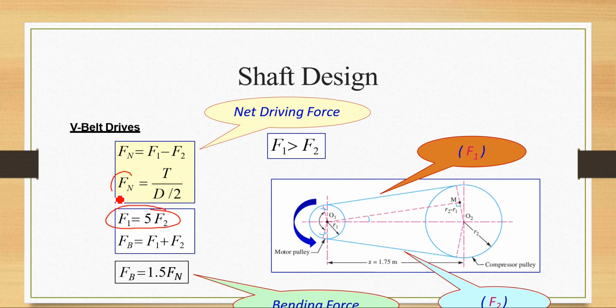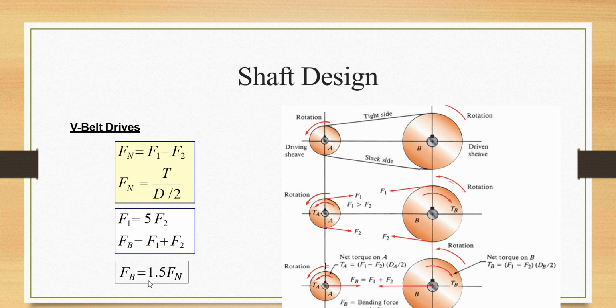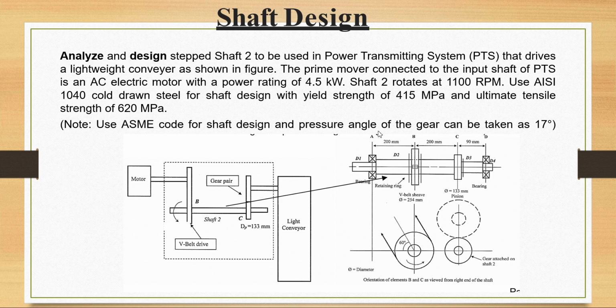So the driving force of the pulley is written as T over D by 2, whereas the bending force of the pulley is 1.5 times the normal driving force. So this FB is responsible for applying the bending load on the shafts. Again, this is the same pulley relation. So we have tight side and slack side, and the force on the tight side is generally higher and on the slack side generally lower. So let's directly jump to a problem.